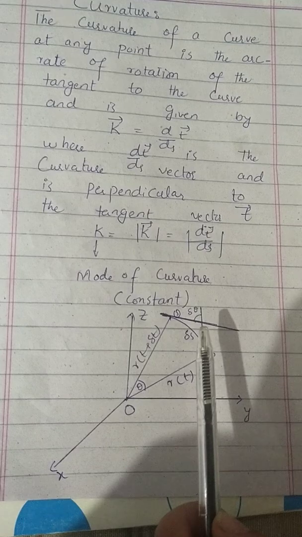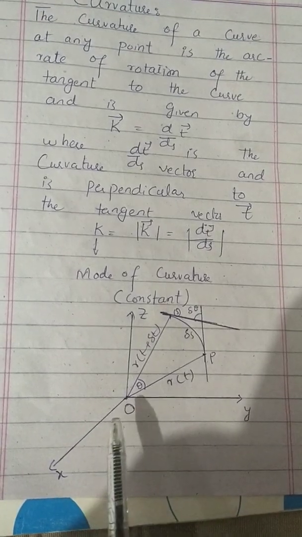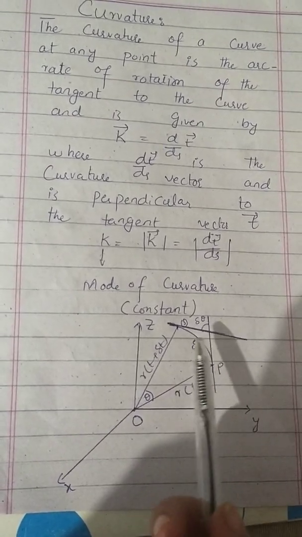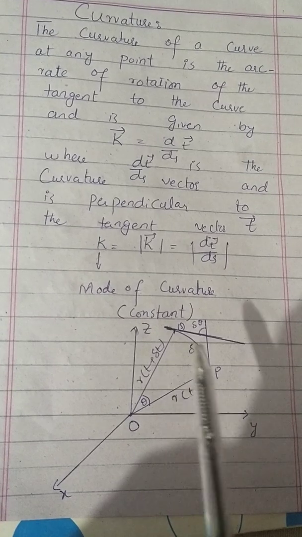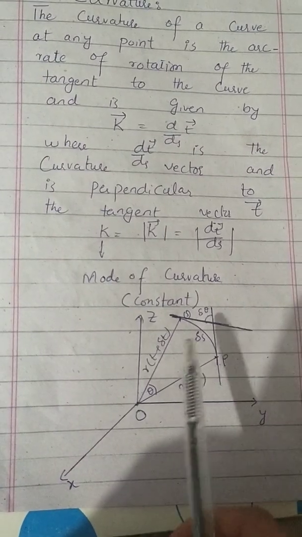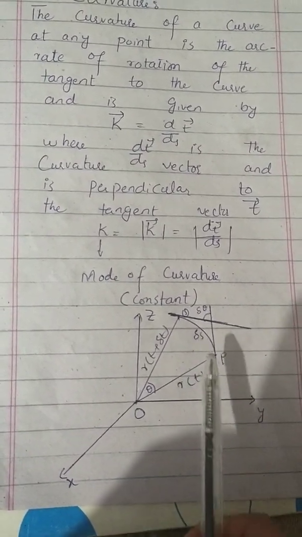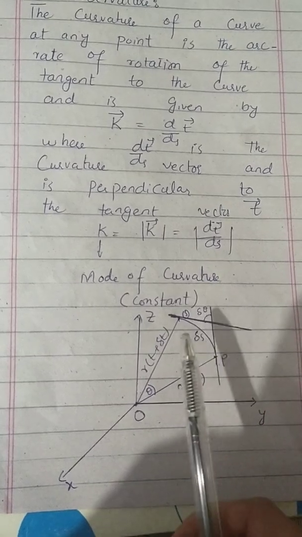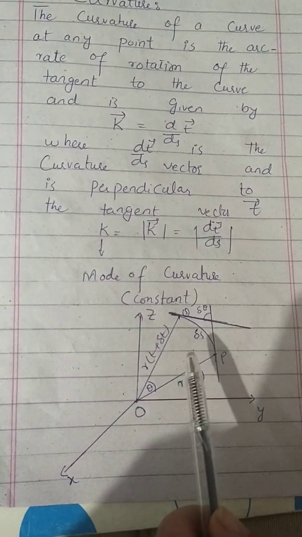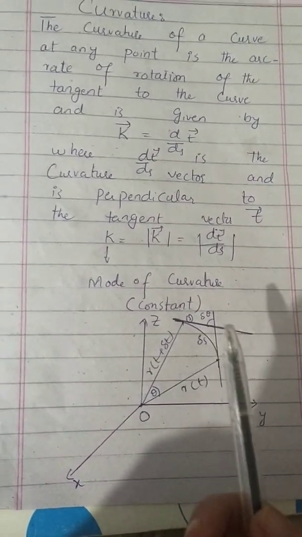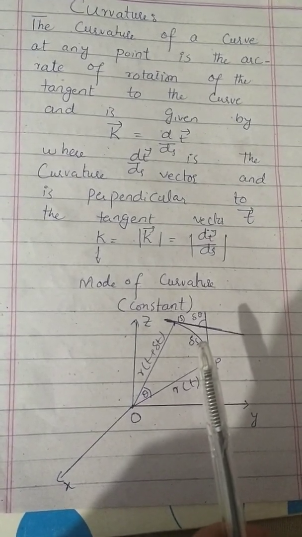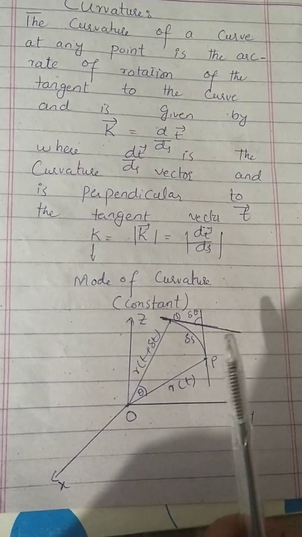Now delta theta is the angle at the point Q and theta is the angle at the point O. So you can see that this figure is related to the curvature. As I extend this curve, it will become a circle, and after that you can see that this is simply a curvature.